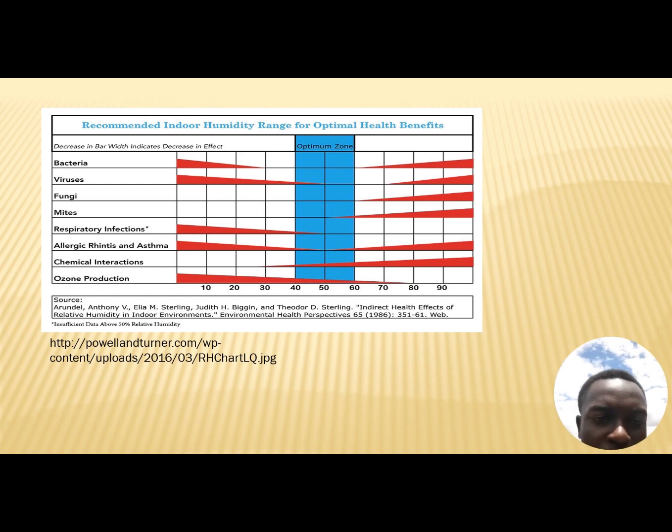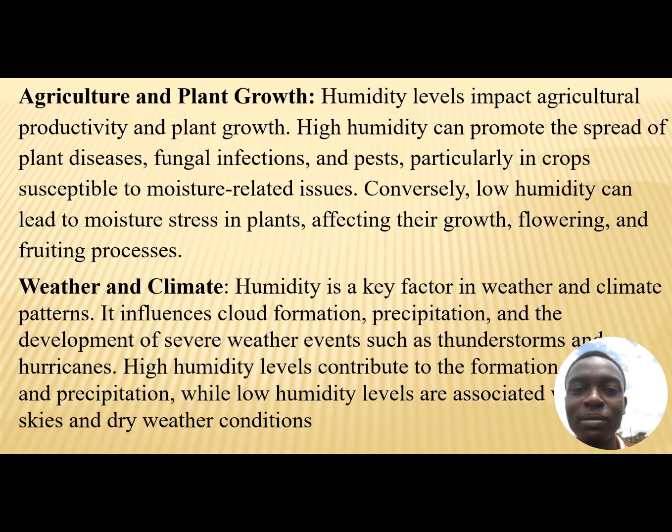So let us continue by showing you this table to show the optimum humidity which can be favorable for human beings. So this optimal humidity range is between 40 and 60. When it is below 40, there is a risk zone, and if it is above 60, it is another risk zone. So it must be between 40 and 60. So let's proceed to the effect of humidity on environment and human health.